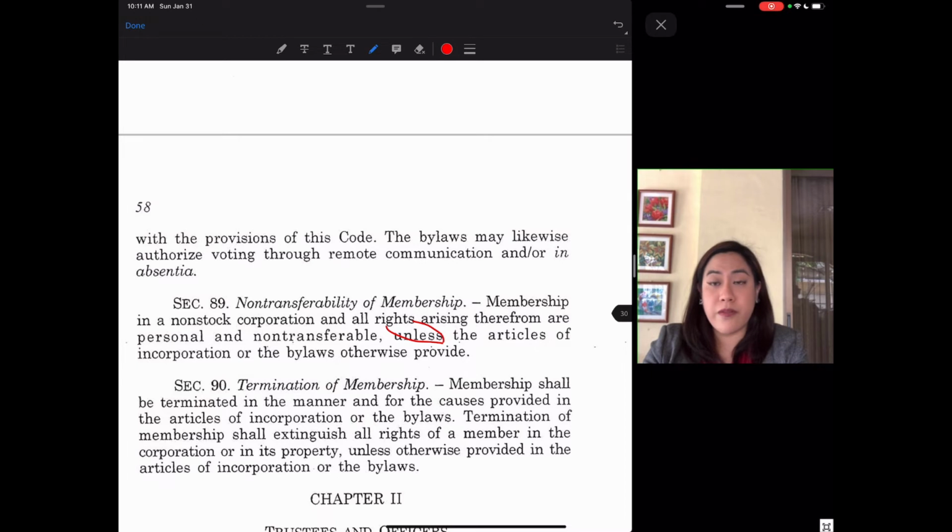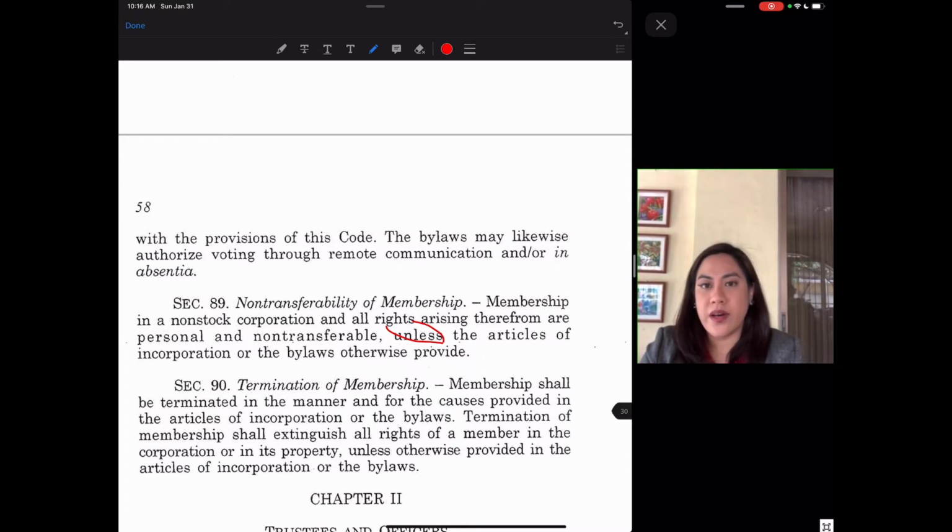What is an example of a ground that's usually stated in the articles or in the bylaws? Non-payment of dues, because a non-stock corporation may collect dues as necessary to accomplish its purpose. Of course, it's not a profit organization. Therefore, where would it get its money to defray expenses? Normally from the members themselves. So while non-payment of dues can be a ground for termination or suspension of membership, again, the procedure in terminating or suspending a member must strictly comply with the procedure stated in the bylaws.